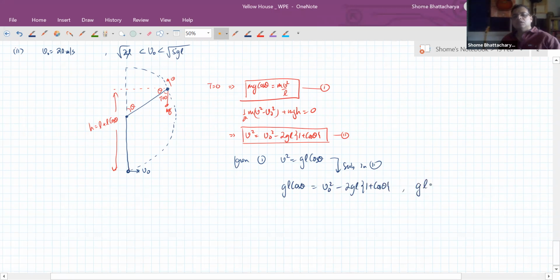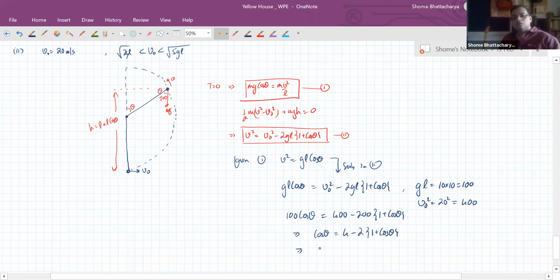Now put the value of GL as 10 into 10 or 100, and V naught square as 20 square or 400. So 100 cos theta is equal to 400 minus 200 into 1 plus cos theta. So cos theta is equal to 4 minus 2 into 1 plus cos theta. So 3 cos theta will become 2. So cos theta here is again 2 by 3. Theta is cos inverse 2 by 3.